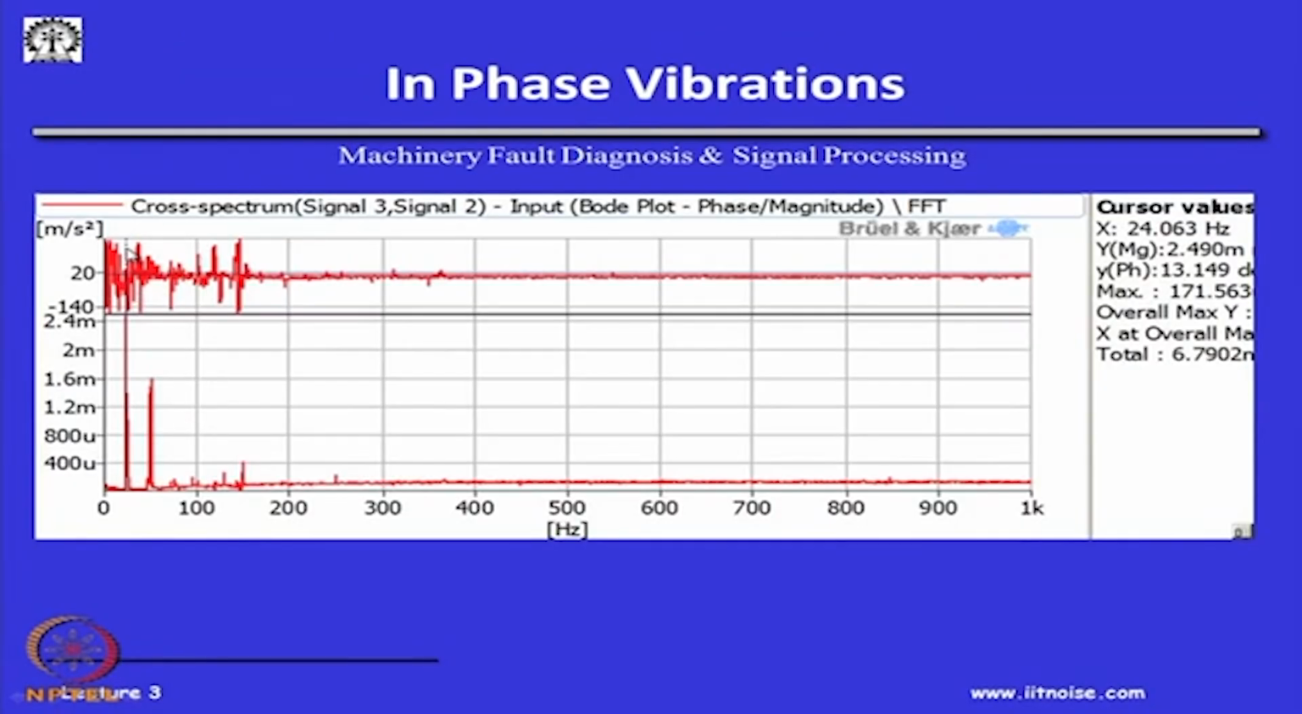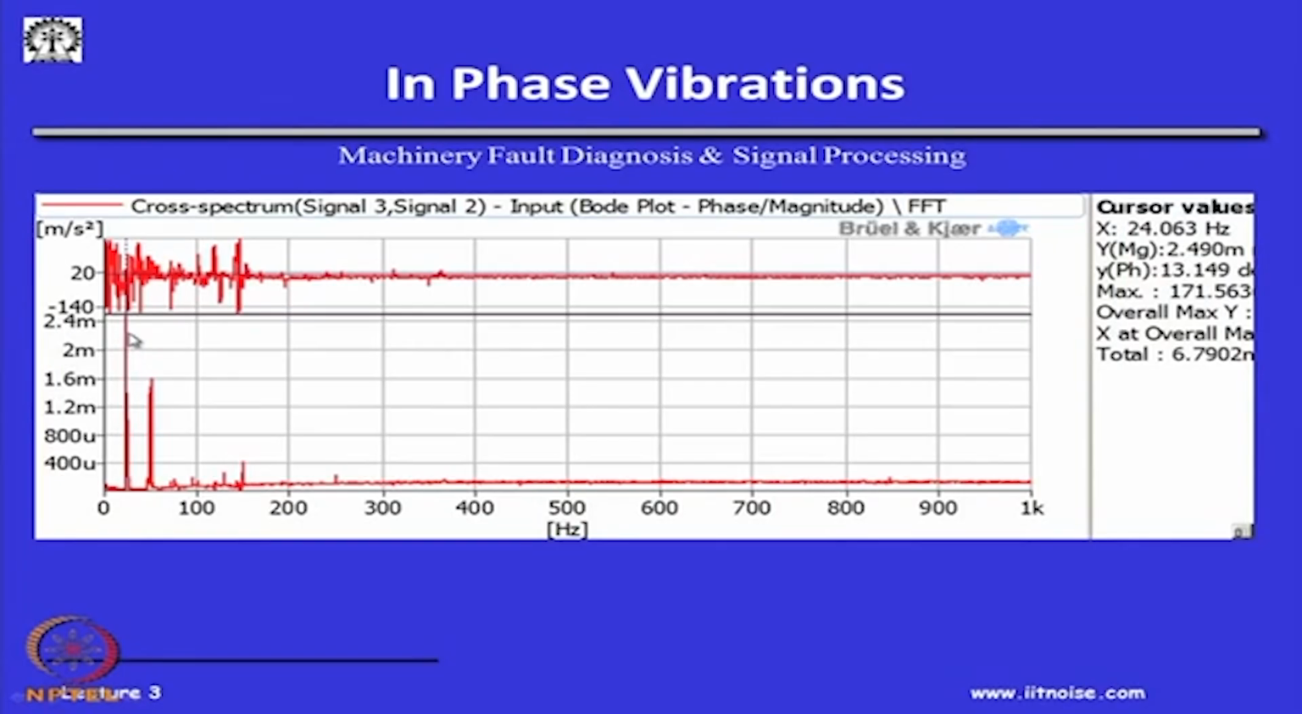If you see this dotted line here, the cursor has been put at 24.063 hertz, and the phase is about 13.149 degrees. Okay. And of course, the cross spectrum magnitude you cannot see here, but actually you would see a very strong component in the cross spectrum. Of course, you would have seen the auto spectrum as well, and this indicates that there is a high level of vibration.